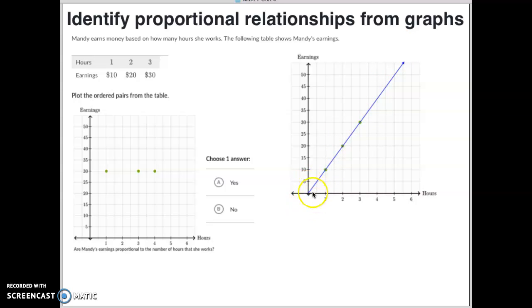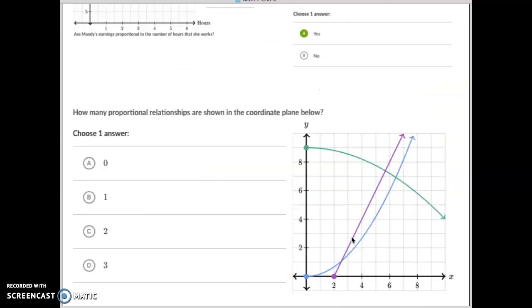If your line starts at 0, 0, as we said before, yes, it is proportional. So then you have to choose down here, is this a proportional relationship? And the answer to that is yes, it is. All right, let's do a second one.